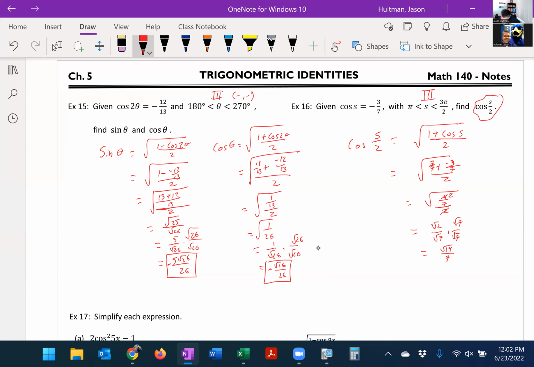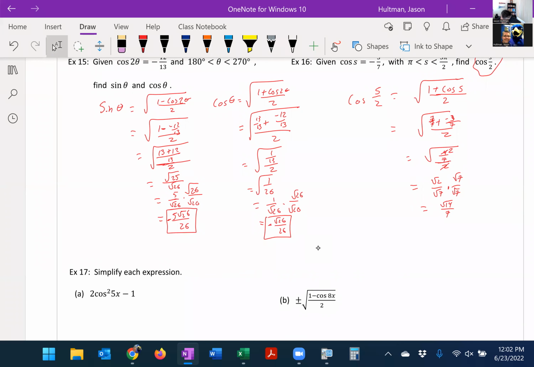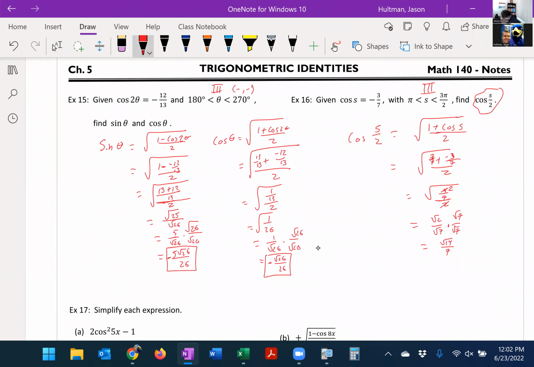Okay, and so again, where is this located? It's in the third quadrant. So since it's in the third quadrant, this is just negative.